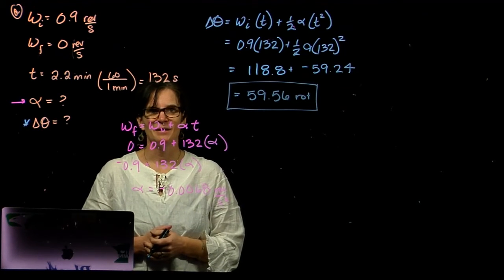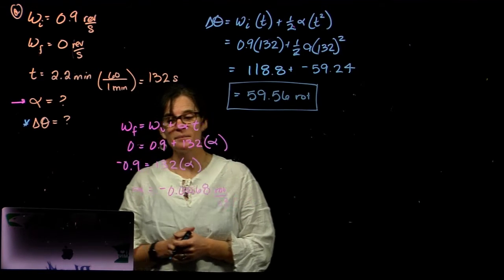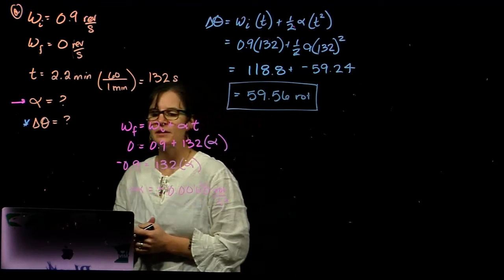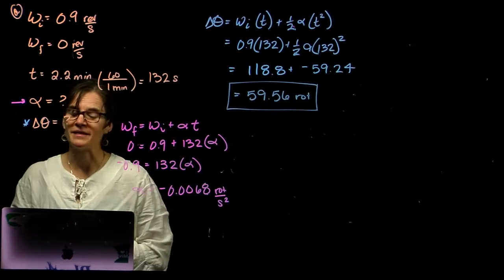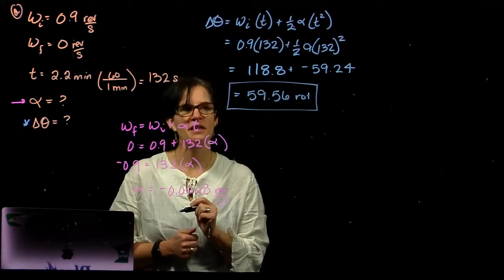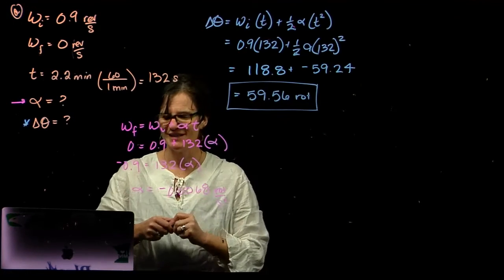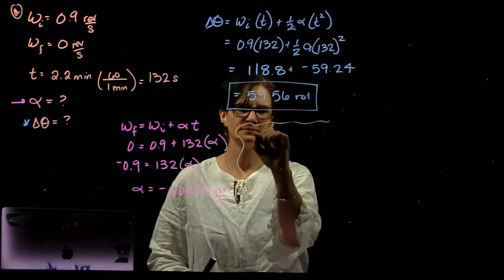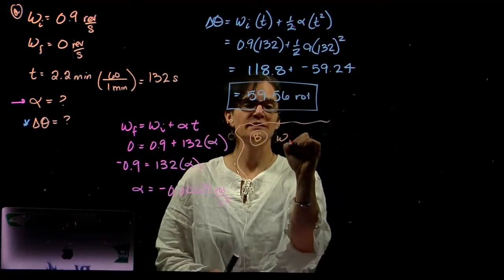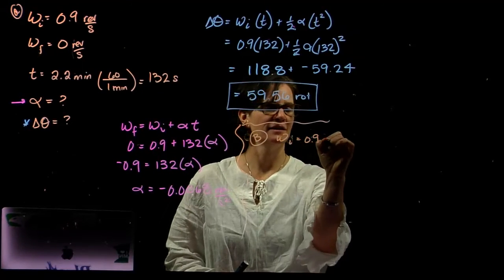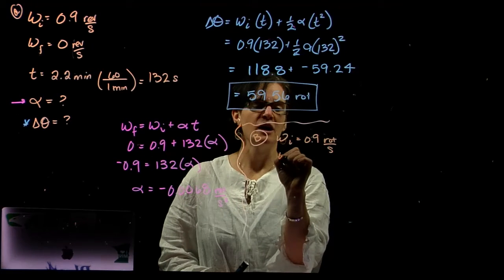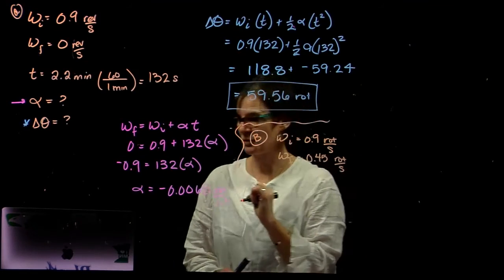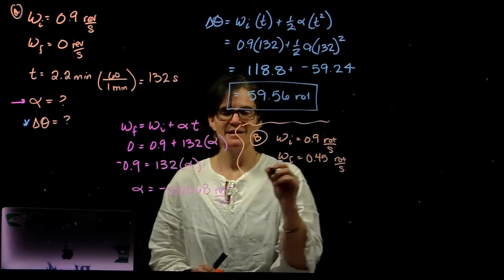All right, part A done. Part B says, what is the total number of rotations the fan must make for its speed to decrease from 0.9 to 0.45, assuming that constant acceleration we've just determined? So that's sort of a new problem, and we're going to set up a new list for part B. Our initial angular speed is still 0.9 rotations per second. Our final angular speed is 0.45 rotations per second.